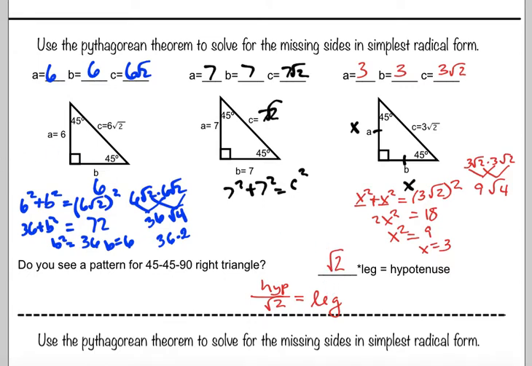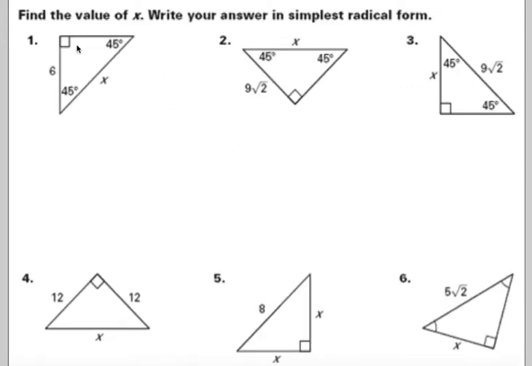Let's look at a couple example problems. Here we have a 45, 45, 90 triangle, and they have a 6 labeled as the side that they're giving us. How I work these is I look at what it is across from. The 6 is across from the 45. So I use the rule, and there's other ways to work this. I know about 3 different ways, but I like to use patterns. I find they're the easiest.